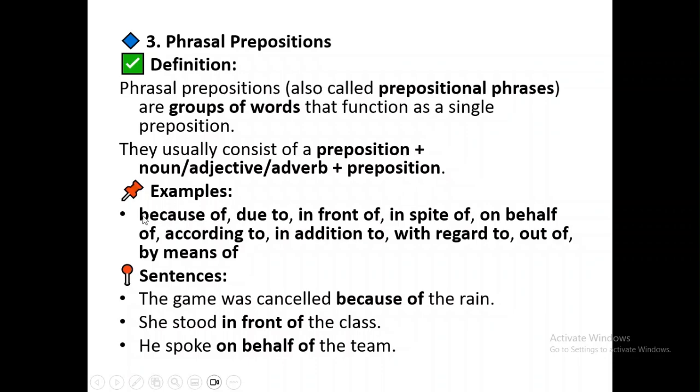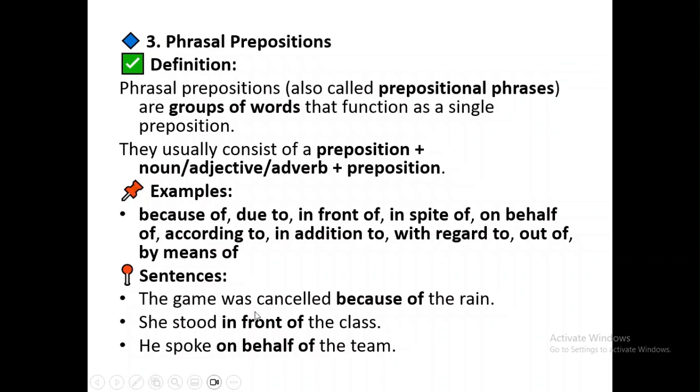In sentences, we find them like this: the game was cancelled because of the rain. Because of is a phrasal preposition. She stood in front of the class. In front of is a phrasal preposition. He spoke on behalf of the team. On behalf of is a phrasal preposition.